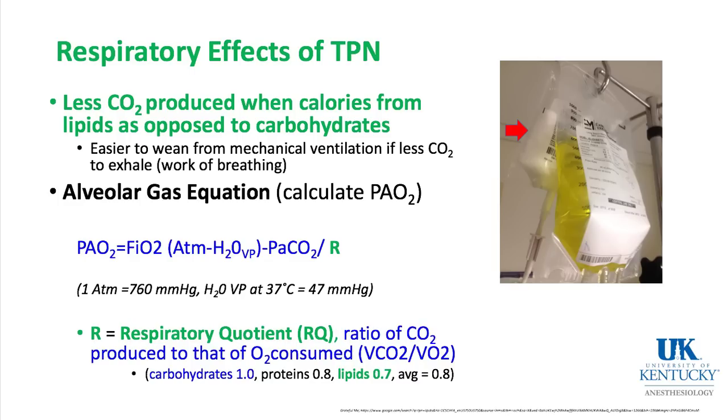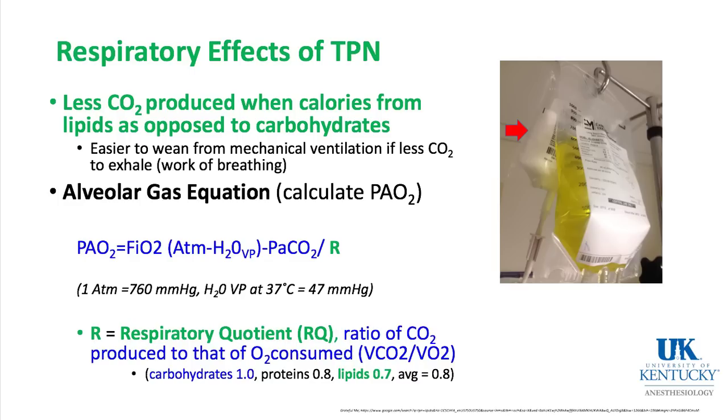So we have 0.21 times 760 minus 47, minus, if the CO2 was 40, divided by a respiratory quotient, which on average is 0.8. So the latter part of this equation becomes 40 divided by 0.8, or about 50. Respiratory quotient, by definition, is the ratio of carbon dioxide produced to oxygen consumed. With carbohydrates, this is 1 to 1. With proteins, it's 0.8, and with lipids, there's less carbon dioxide produced for the amount of oxygen consumed, and 0.7 is the RQ for lipids, with the average again being 0.8.